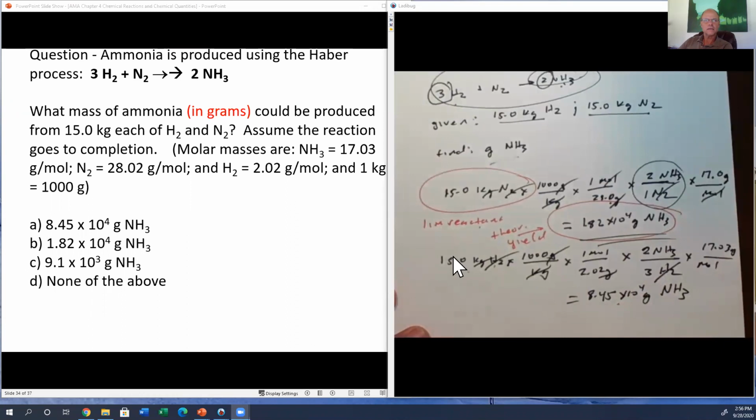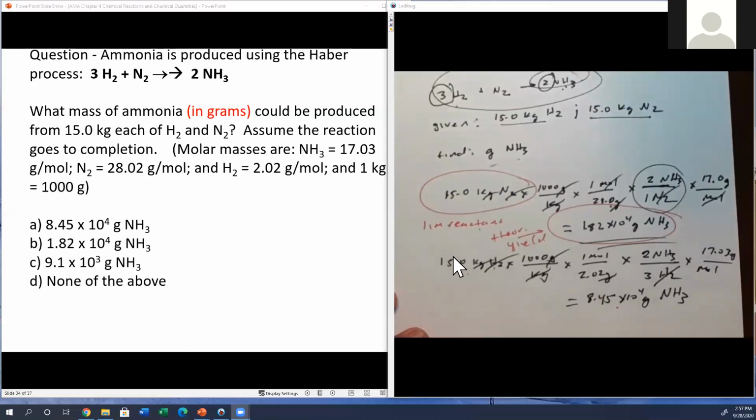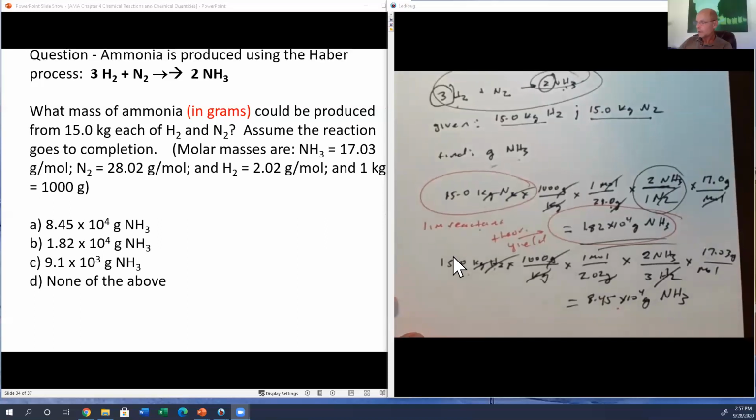Does everyone understand it? Well, I've got a quick question. Yeah. What exactly happens to the excess in a chemical reaction? Oh, great question. What happens to it? It just sits there in the beaker.